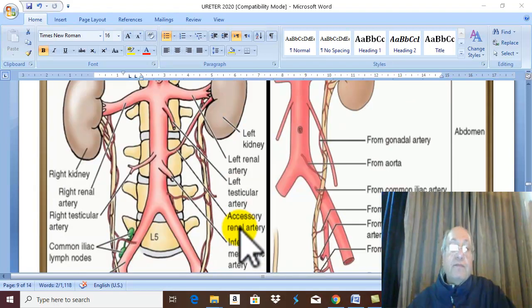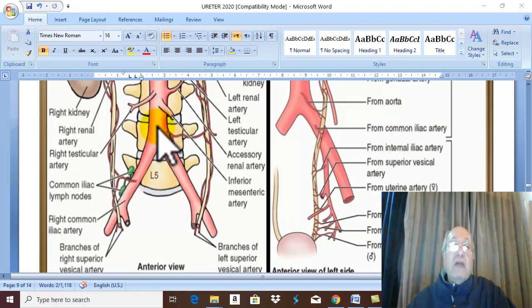The nerve supply is from the autonomic nerve plexus from above downward. From the renal autonomic nerve plexus. From the aortic nerve plexus. From the superior and the inferior hypogastric autonomic nerve plexuses.